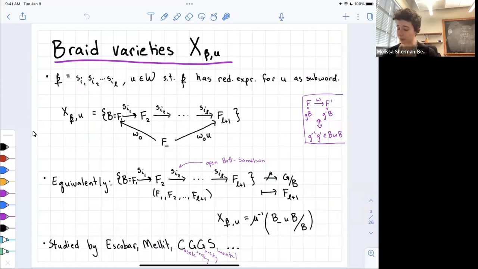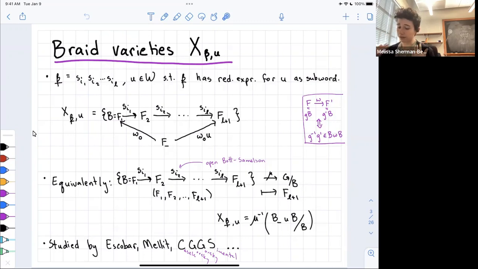And these varieties have been studied in a couple of different contexts. Escobar called them brick varieties. She was actually interested in the closures of these braid varieties. Mellit studied them in the context, I think, of character varieties and didn't call them anything at all. And then Casals, Gorsky, Gorsky, and Simental studied them and called them braid varieties and defined them in exactly this way. And so I'll be using their notation.